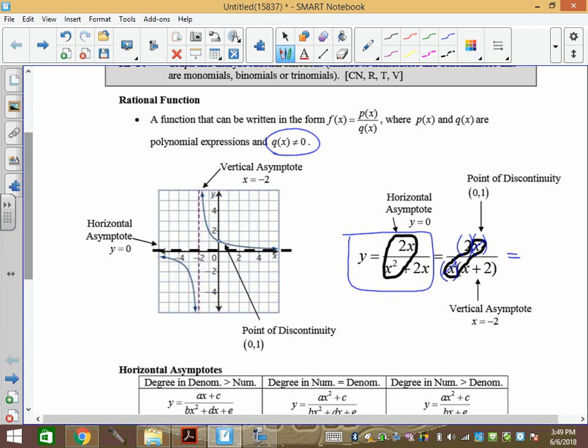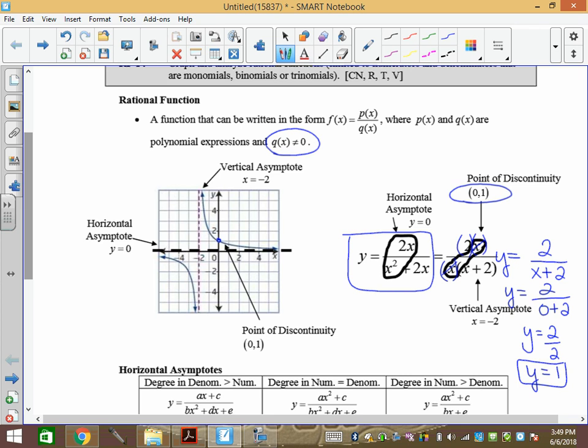How do I find the y? Well, I'm left with 2 over x plus 2. So I'm going to do y equals 2 over, but x is 0 in this place, so 0 plus 2. So y equals 2 over 2. So y would equal 1. So y equals 1 when x equals 0. So that's why my point of discontinuity is at (0, 1). So on the graph at (0, 1), I have a point of discontinuity.